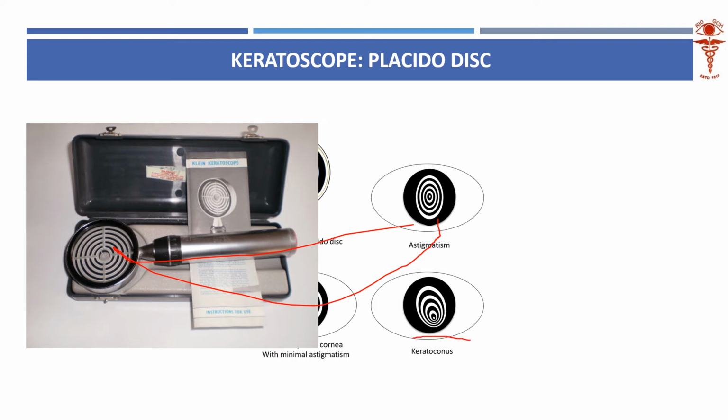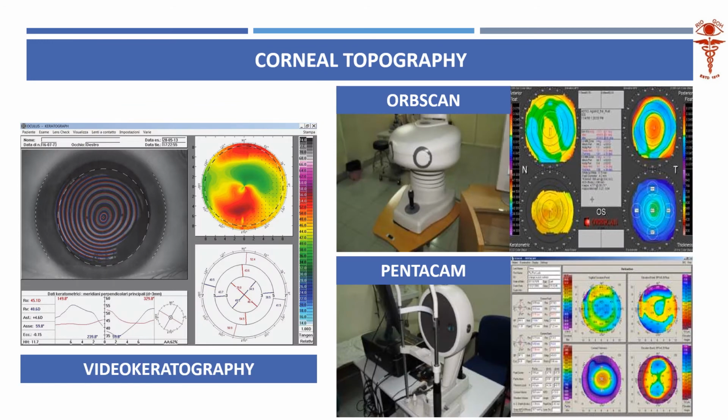Can you see keratoconus? We will discuss it separately, but now you understand that in keratoconus, the Placido's disc will nicely show a conical cornea. So this is one another examination technique of the cornea.